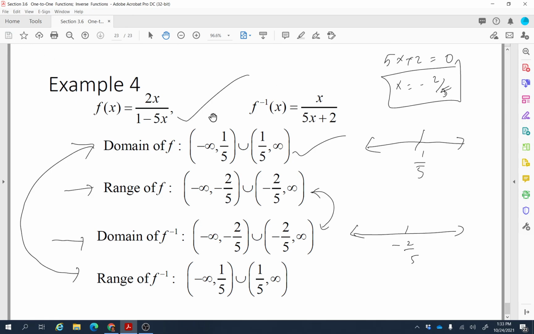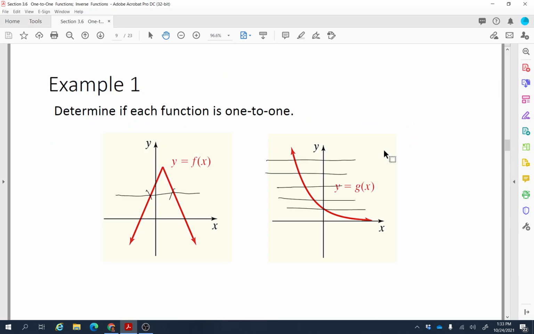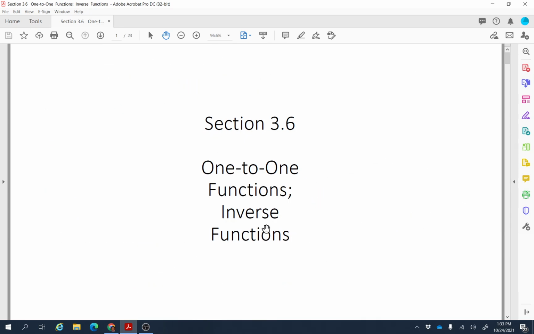Okay, so that's section 3.6, one-to-one functions and inverse functions.